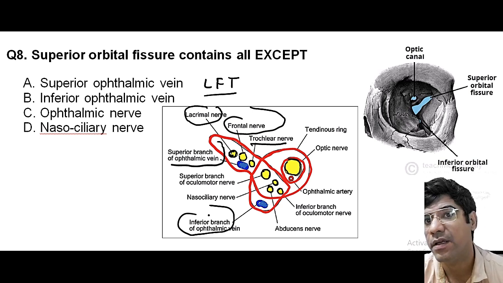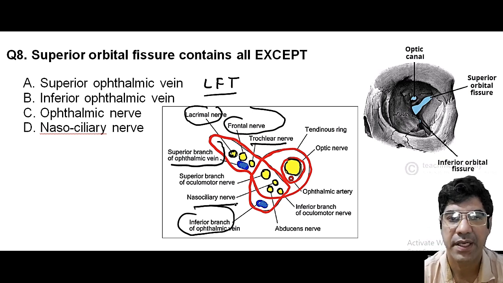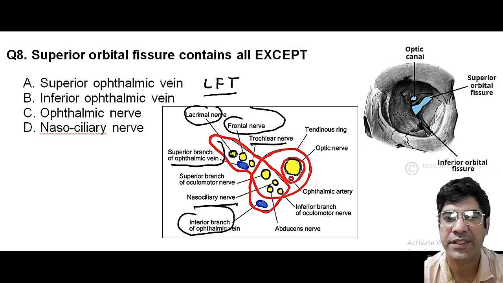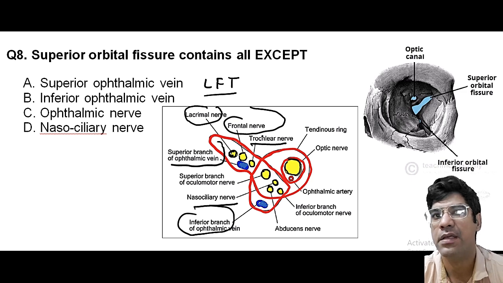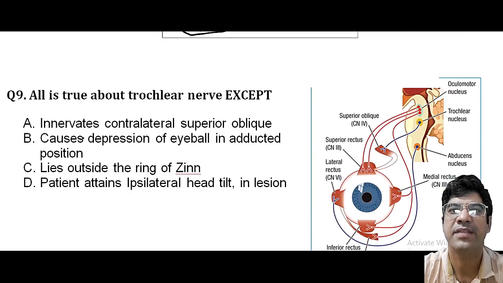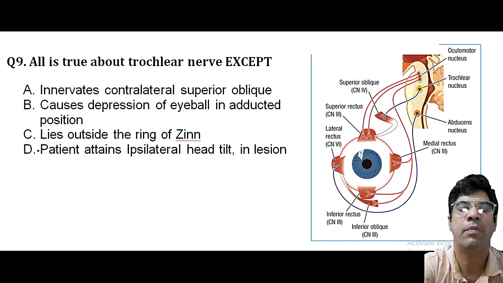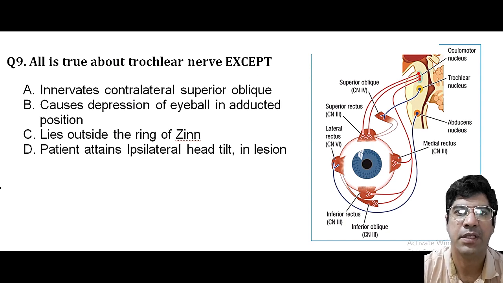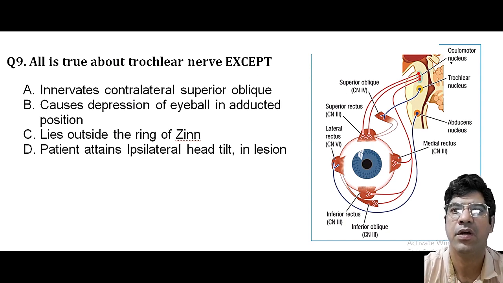Nasociliary nerve is a branch of the ophthalmic nerve that passes through the superior orbital fissure. It carries sensory fibers and provides innervation to the nasal cavity as well as the cornea of the eye. So your answer here is C. Moving to the next question. All is true about the trochlear nerve, except. Well, the trochlear nerve, which nerve is that? Cranial nerve 4.